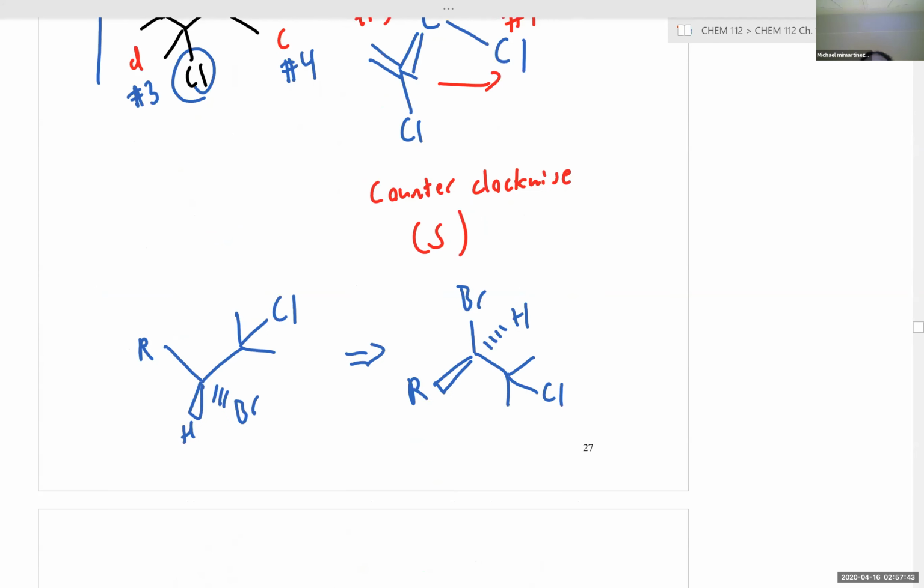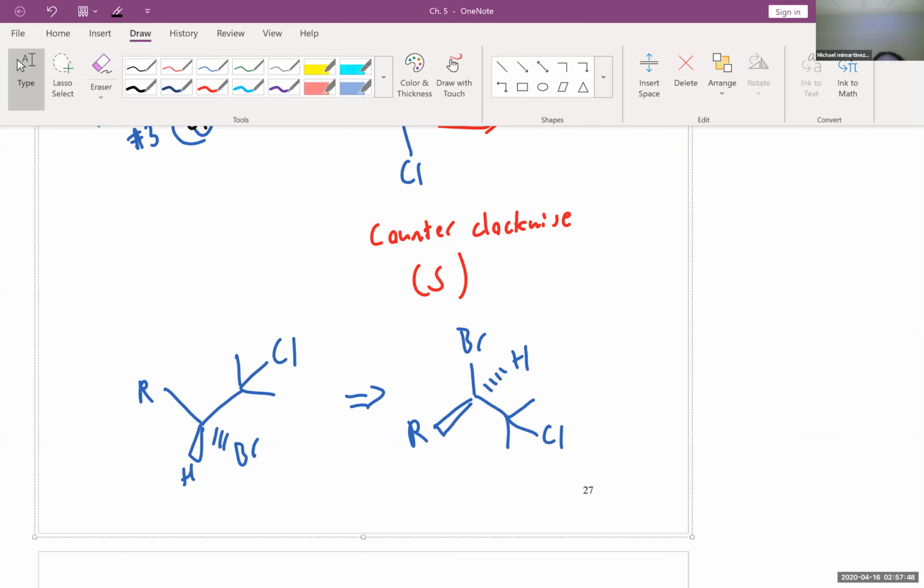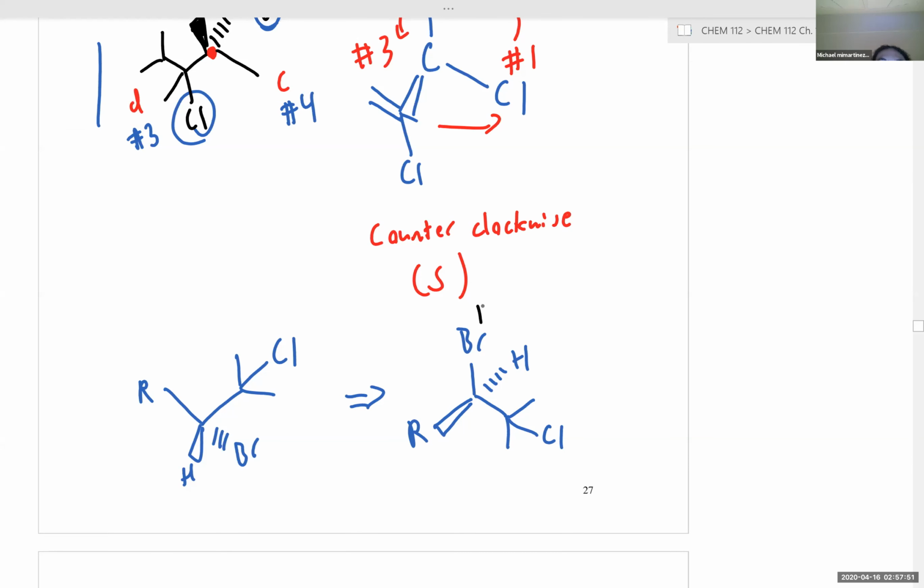Okay, so let's now assign some priority numbers. Bromine is priority 1. Now comparing B and C, we'll draw out C as just this long alkyl chain. What is higher priority, B or C? The alkyl chain or the alkyl chloride? Which one is higher priority, B or C? B, yep.